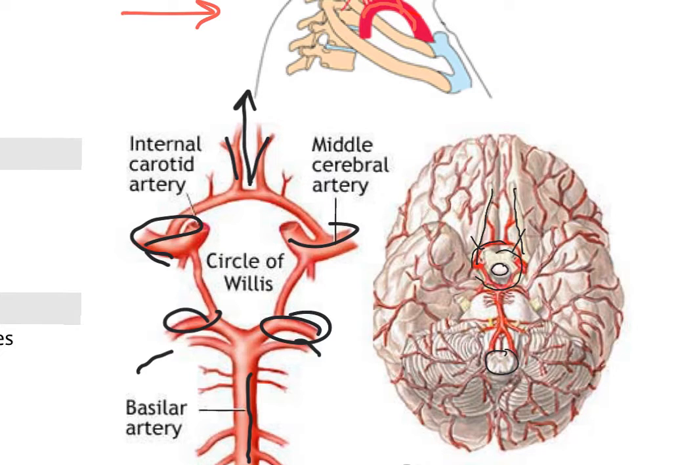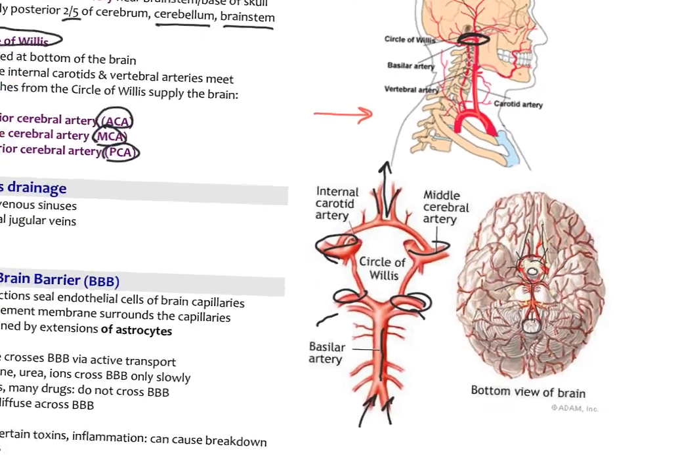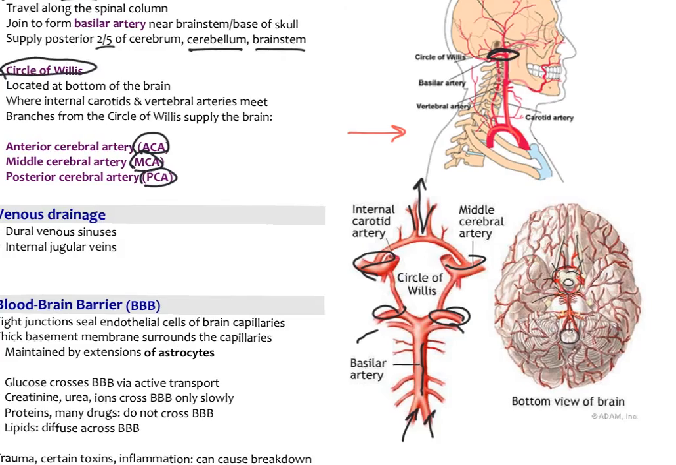Here we see the basilar arteries coming in and going down into the circle of Willis. Okay, and then from there, the anterior, middle, and posterior cerebral arteries branch off, and they're going to supply those major parts of the cerebrum. So that is an overview of the brain circulation.